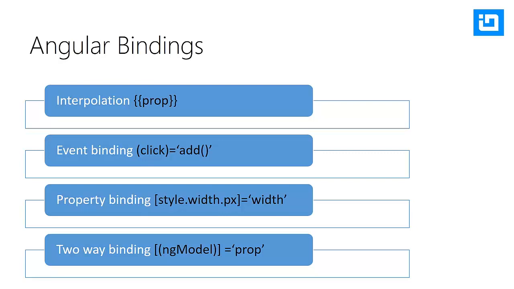Third is property binding. In interpolation you display the data. However, in property binding, we set a property of an HTML DOM element with a property of the component class. That is called property binding. So these are the three bindings in Angular. First, let us see how they work, and then we'll come to two-way binding.